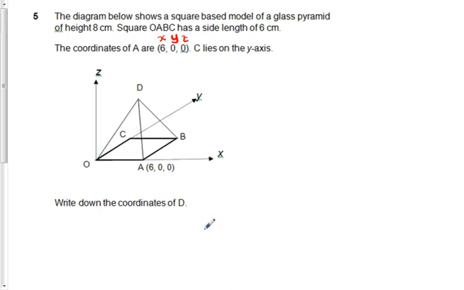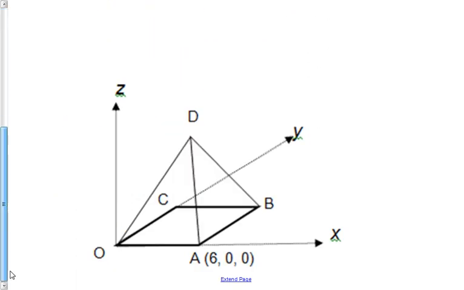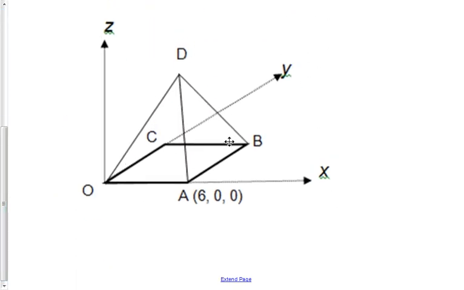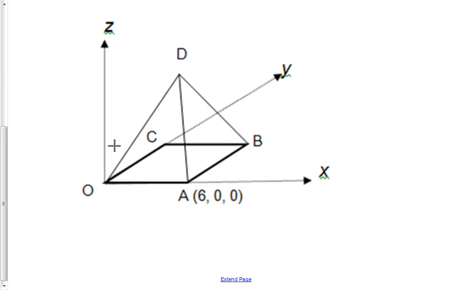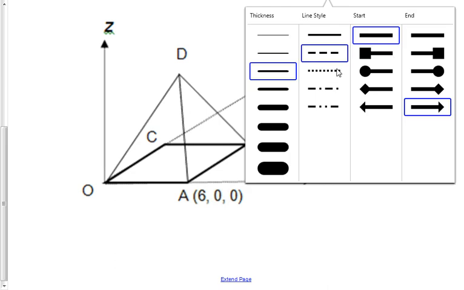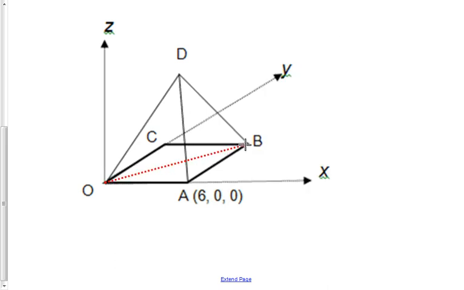Now we were told that the square has a base of side length 6 centimeters and its coordinate is 6 long on x. So we can assume then that 1 unit on x is 1 centimeter. The question asks us to write down the coordinates of D. D is the tip of the square-based pyramid, and that happens directly above the center of the pyramid. So just thinking about the 3D shape, the center of the pyramid should be there.